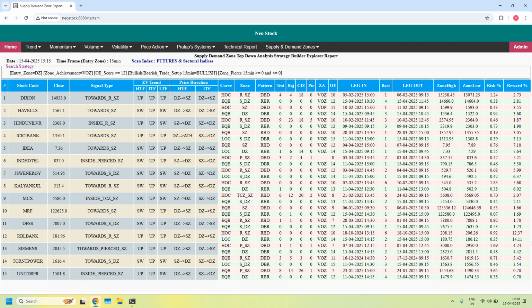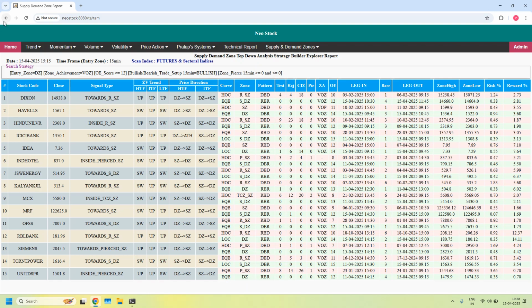We got 15 stocks. All these 15 stocks are supporting the bullish trade setup for the daily income trade, and the entry time frame zones are 15-minute demand zones. Out of these 15-minute demand zones, how many have a higher probability to get success?